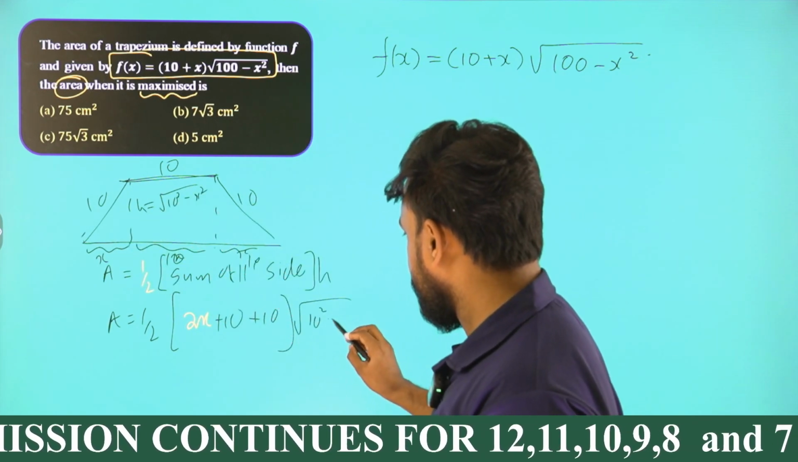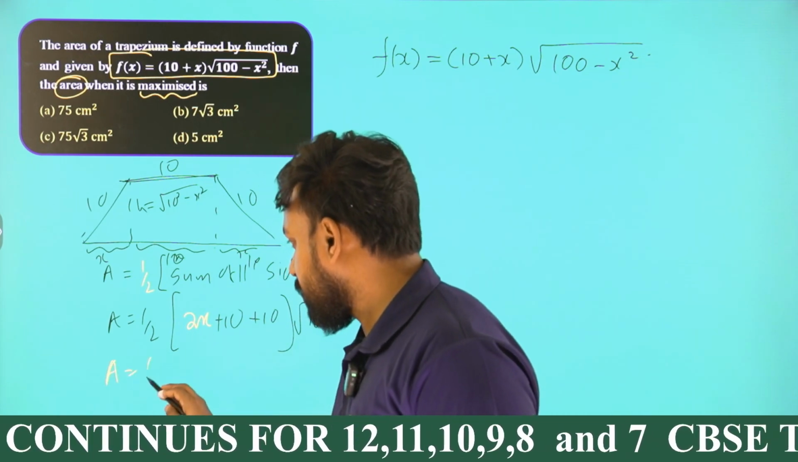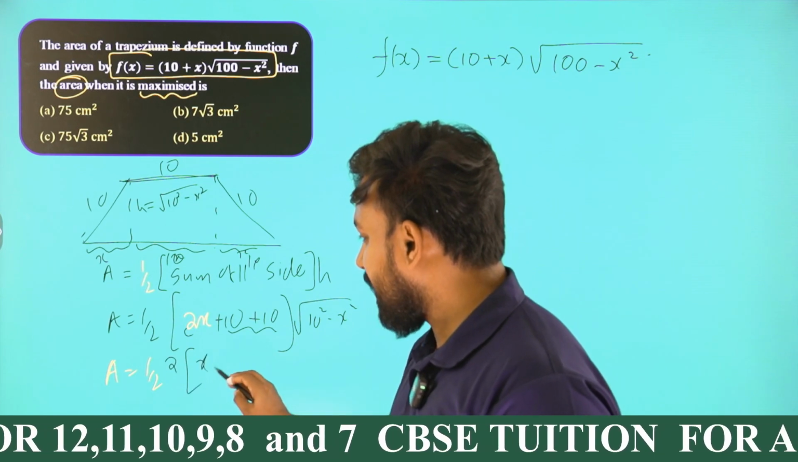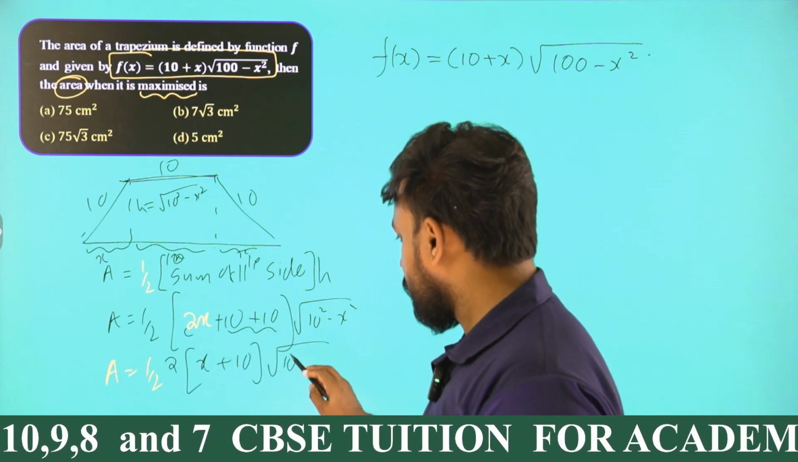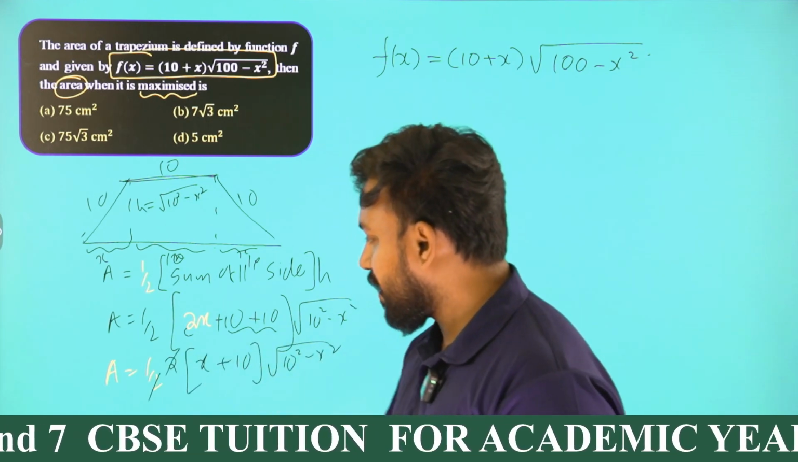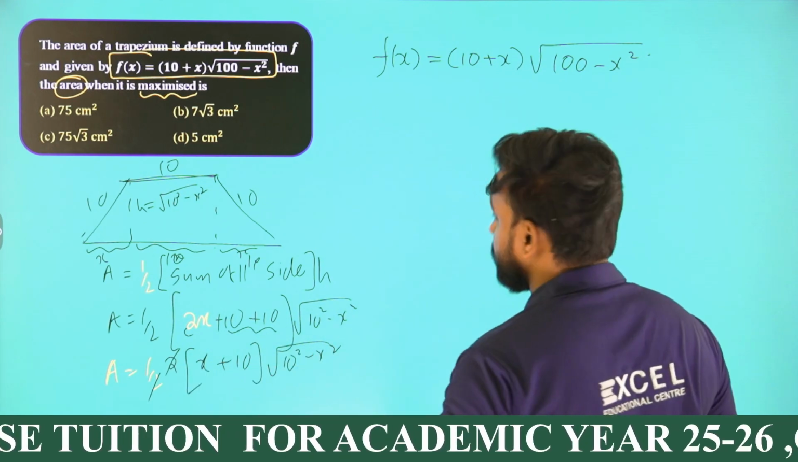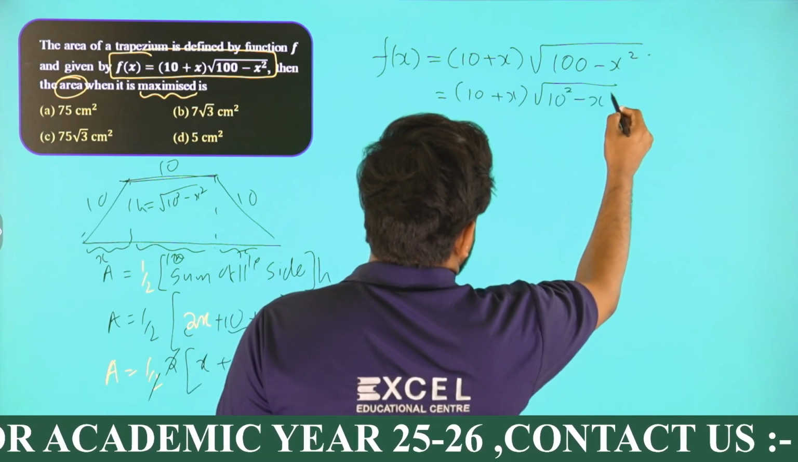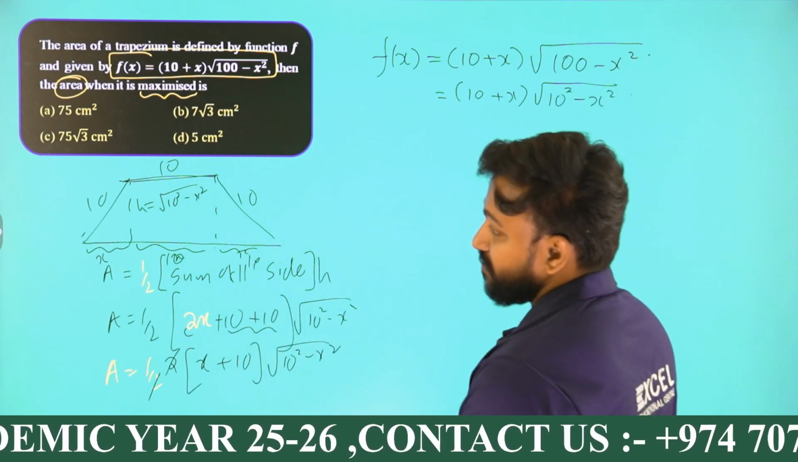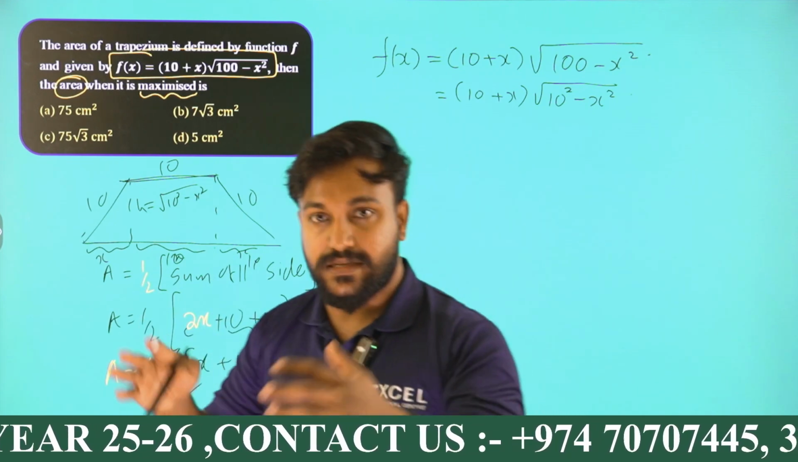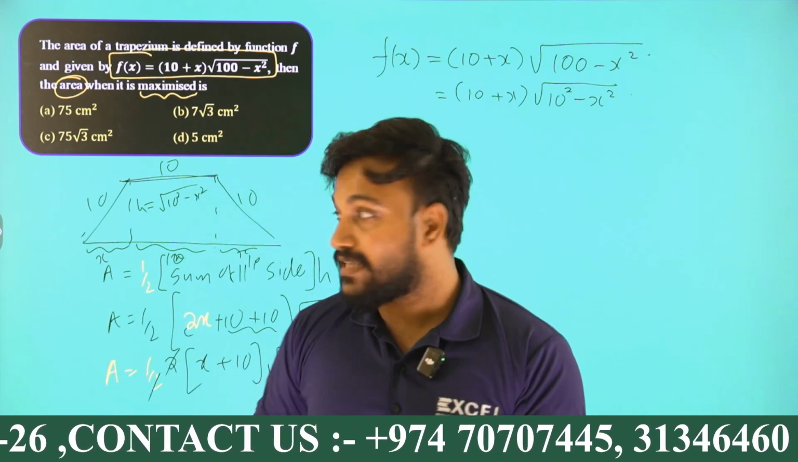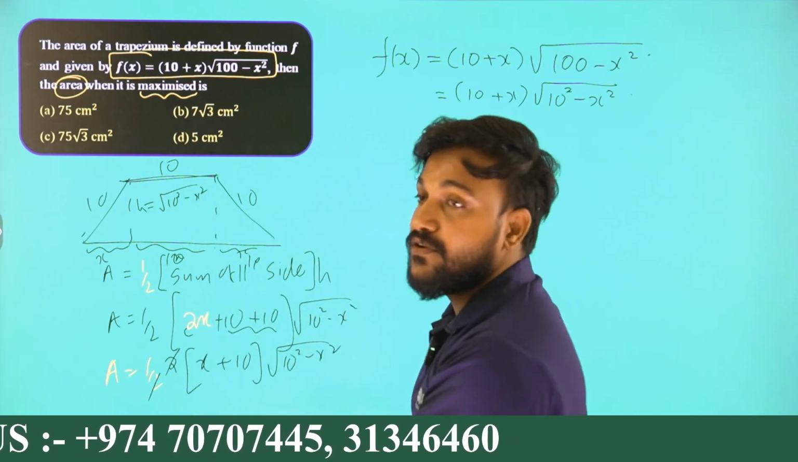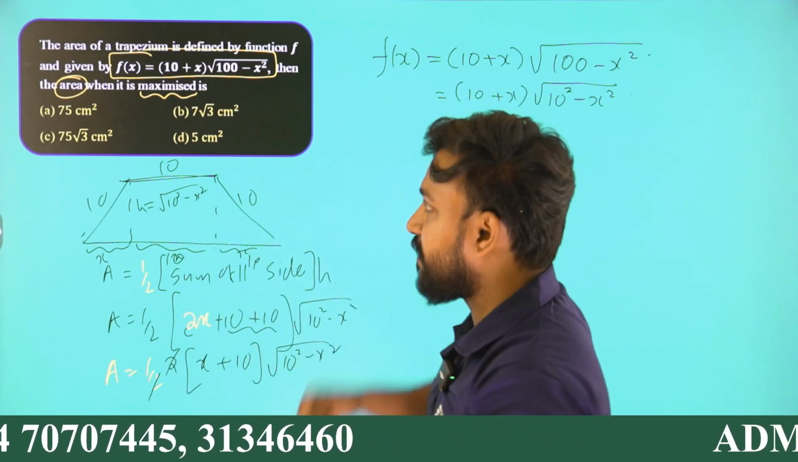You will get this. So area will be equal to 1 by 2. I'm taking 2 out of this, this is 20, I'm taking 2 out of it. You will get x plus 10 into root of 10 square minus x square. So these two will be cancelled: 10 plus x into root of 10 square minus x square. You can see that here. So they may give you the situation like 3 sides of the trapezium are 10 centimeters other than the parallel sides. Then you need to maximize the area, so you have to build the function for area. In this question they have directly given it.